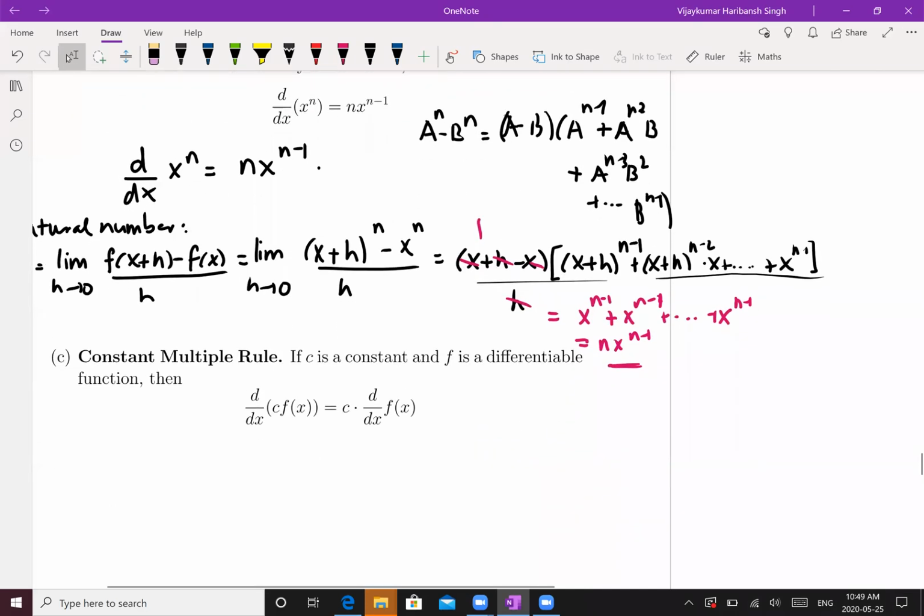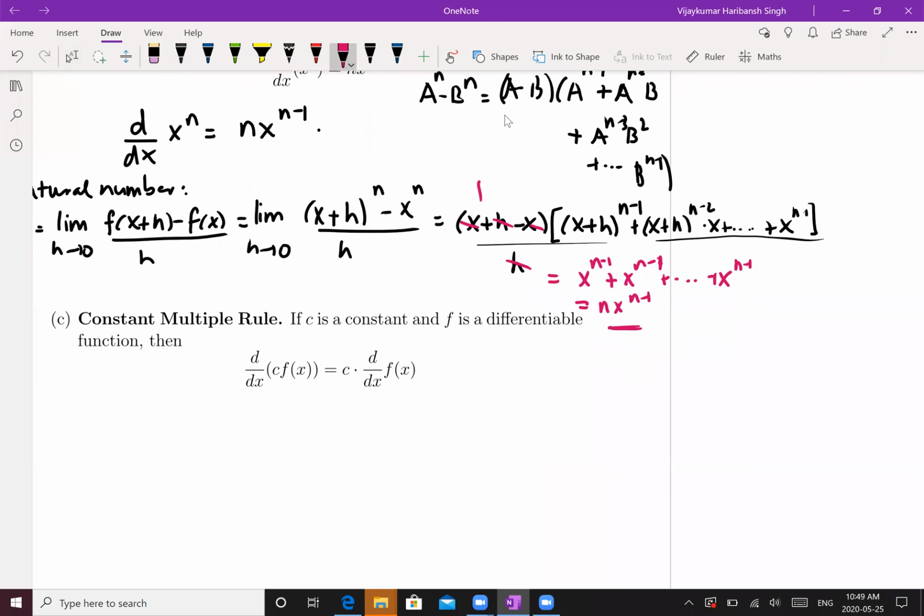The second one is if c is a constant and f is a differentiable function, then the derivative of c f of x is c times d by dx of f of x. Again, this can be proved using the definition. So what is d by dx of c f of x? By definition, that is the limit as h goes to 0 of c f of x plus h, because your new function is now c f of x, minus c times f of x, over h.